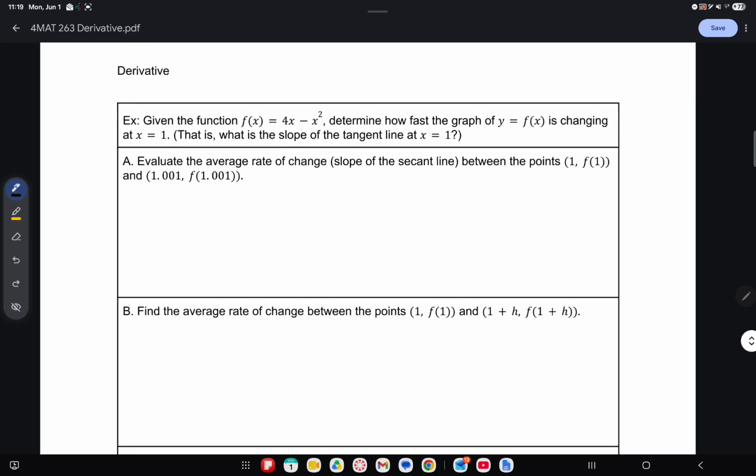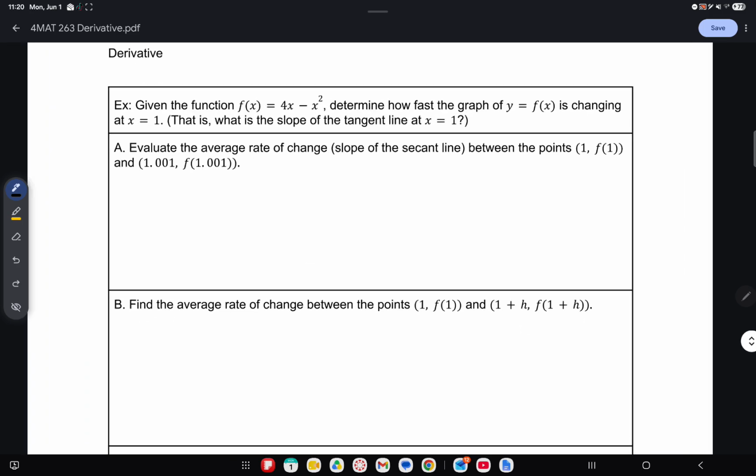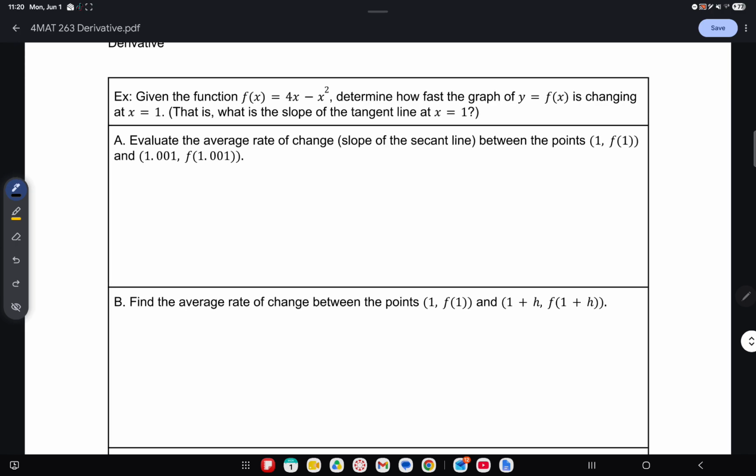Alrighty. Got a new function here. So given the function f of x is 4x minus x squared, determine how fast the graph is changing at x equals 1. So the question is really asking, what is the slope of the tangent line at x equals 1? So let's first just find the slope of the secant line. So let's find what these are.